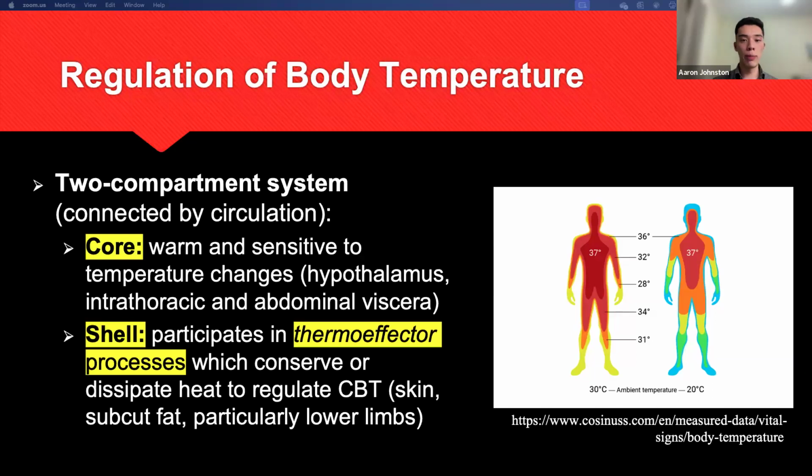So when we're going to think about the regulation of core body temperature, I want us to consider this system or this model of temperature. And this is that we have a core which has to be kept at a very specific temperature in order for our internal organs to work properly. This includes our abdomen, our abdominal viscera, our thorax, our heart, and then ultimately the brain and hypothalamus. And then we have this shell. So those are our limbs, and it's less important that they're kept at a specific 37 degrees, and they participate in thermoeffector responses, which help us either dissipate heat when we're too hot at our core, or help us conserve heat when our core temperature begins to drop.